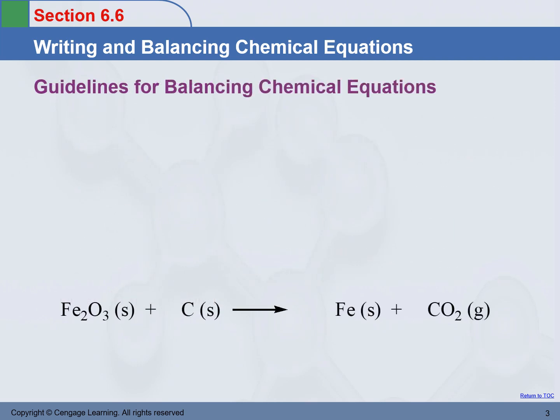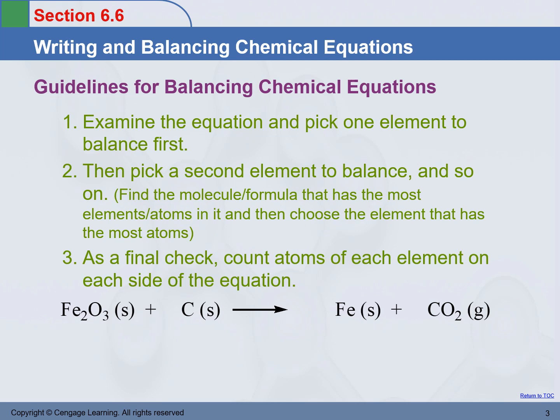Now let's go through the guidelines for balancing a chemical reaction. We know it is important because without balancing a chemical reaction, we cannot do any calculation. So let's go through the steps. Here's the one we'll use as an example. Step number 1, examine the equation and pick one element to balance first. Number 2, then pick a second element to balance, and so on. Well, it didn't tell us much. It just tells us to balance the equation one element after another.